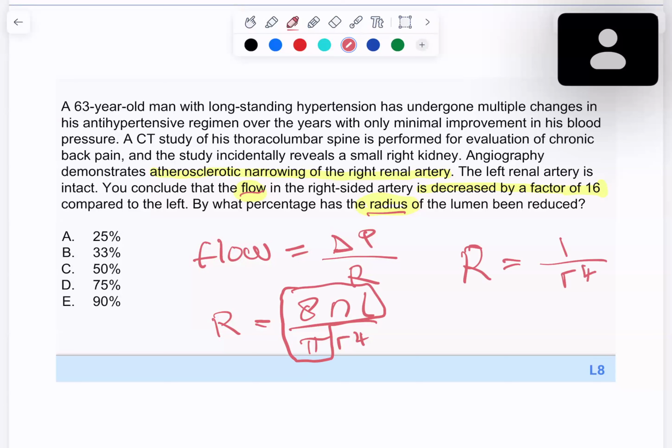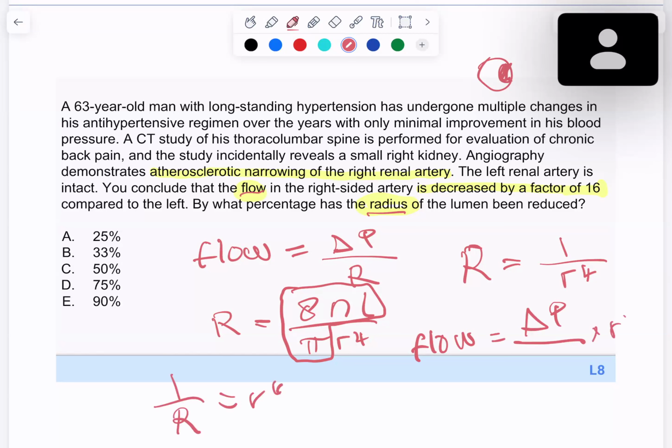We're going to assume that all of these equal 1 and that they are all constant, and that the patient does not have any problem except for an issue with the radius, which is that the radius of his renal artery was reduced because of an atherosclerotic plaque. Knowing this, I'm going to substitute and say flow equals change in pressure over resistance. Since resistance is 1 over r to the power of 4, I'm going to flip this equation. So 1 over R equals r to the power of 4, so I'm just going to write here times r to the power of 4.